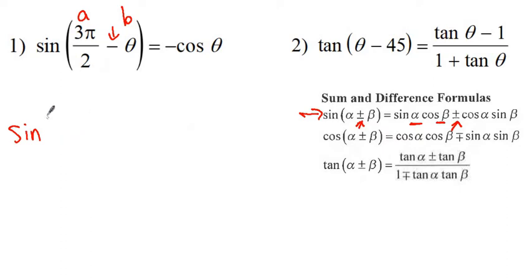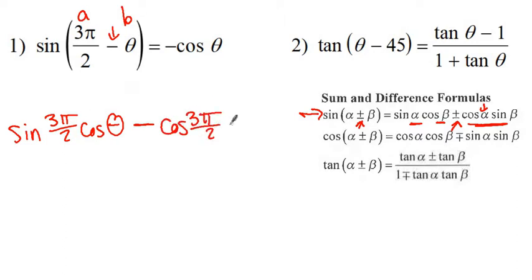So since our A is 3 pi over 2, we'll make it sine of 3 pi over 2, cosine of theta, minus, and we're following this pattern right here, cosine of A. So in this case, that would be cosine 3 pi over 2 times sine of theta. We are trying to prove that that equals negative cosine.